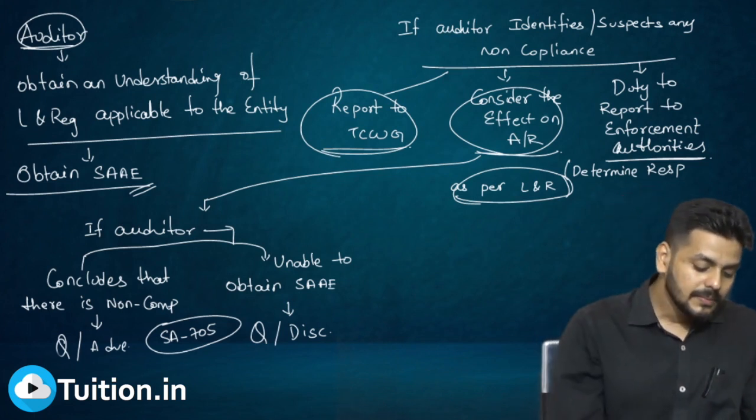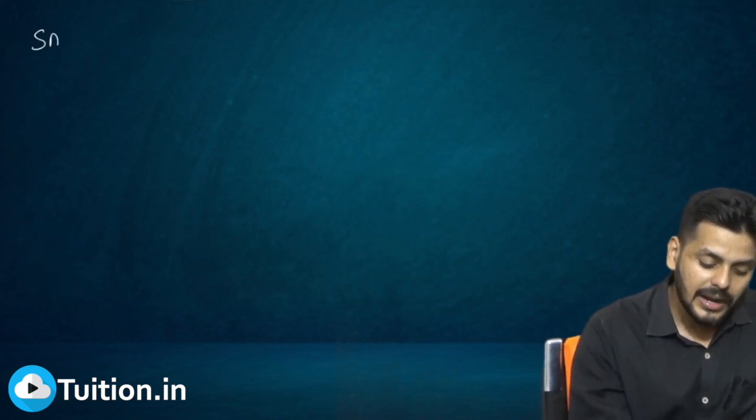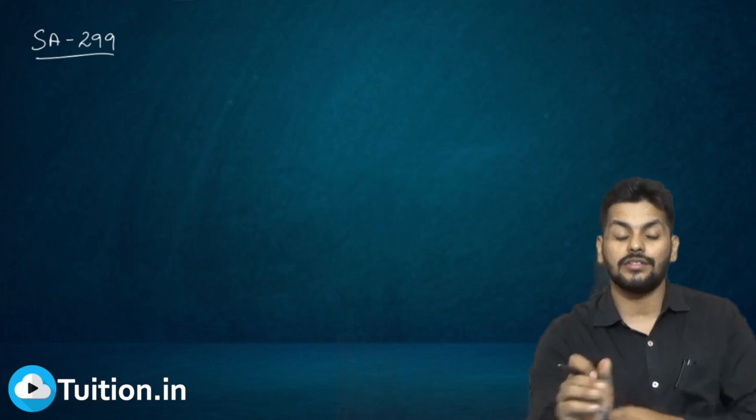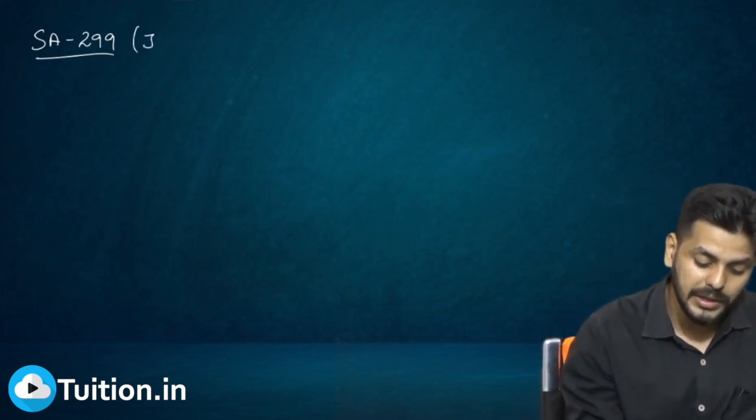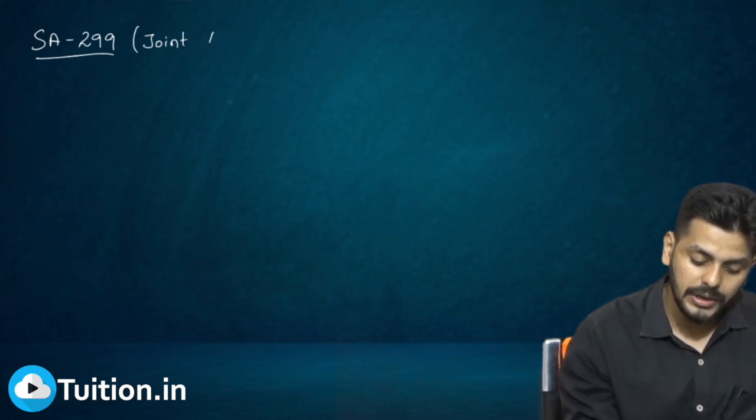Right? That brings us to the last standard for this session and also this entire series, standard number 299, which is on the responsibility of joint auditors.